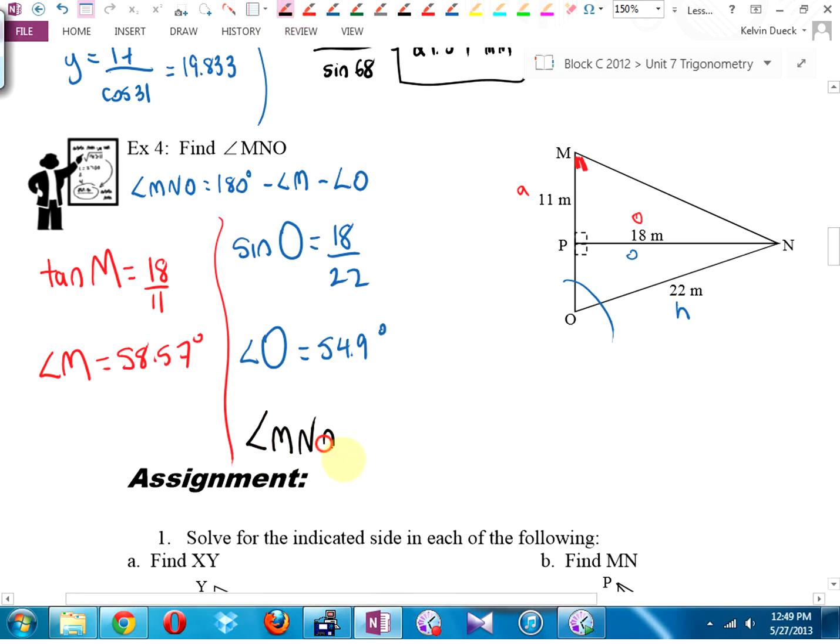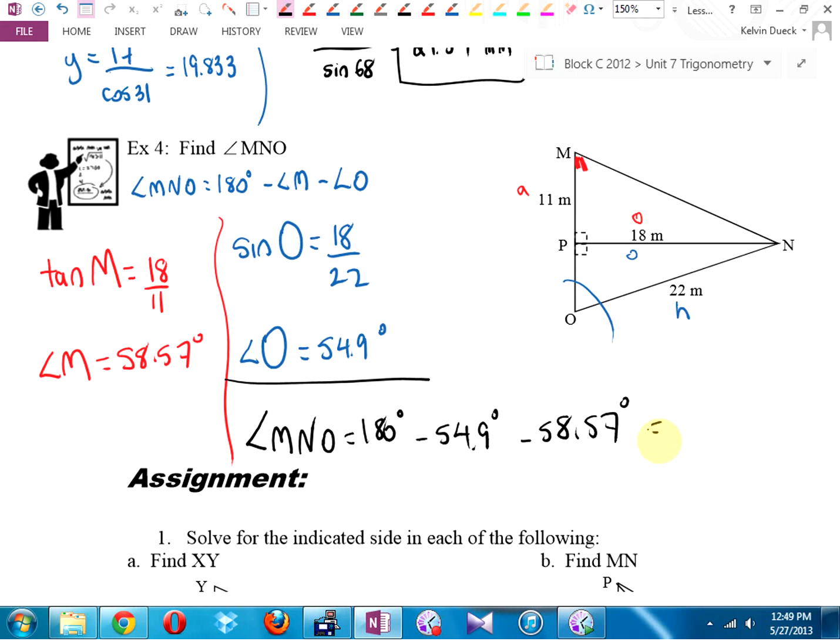Angle MNO is going to be 180 degrees minus 54.9 degrees minus 58.57 degrees equals, how big is that angle? How big is that angle? 66.53. Anybody else? Sorry? Who got that too? That's what I got. 66.53.